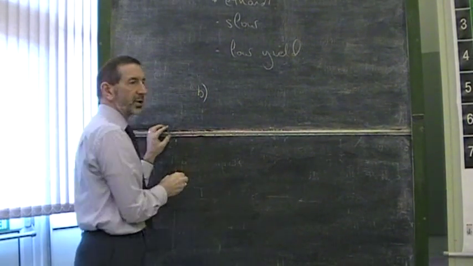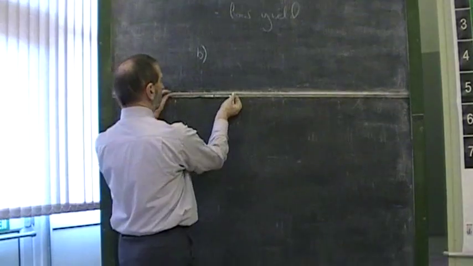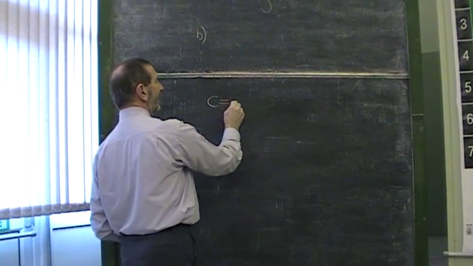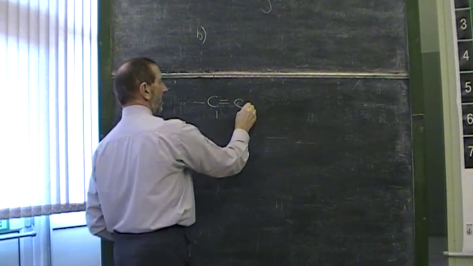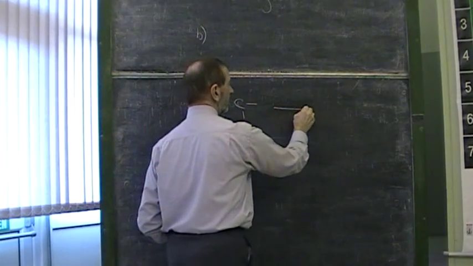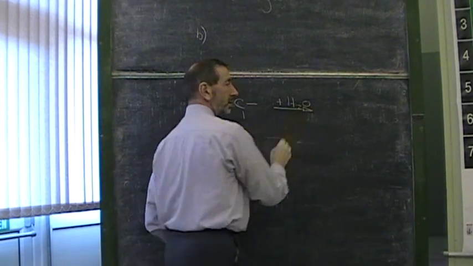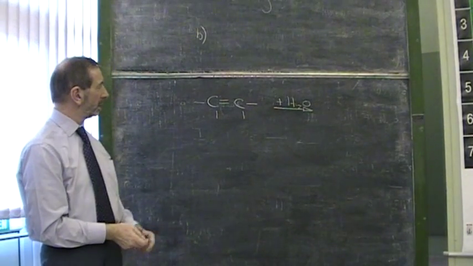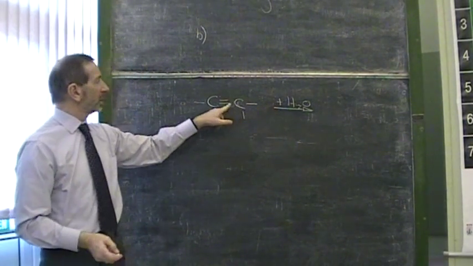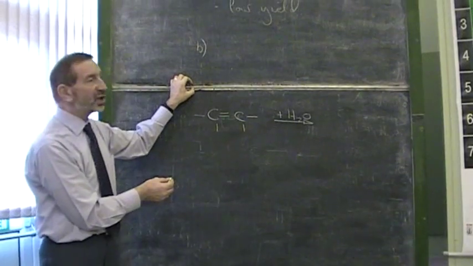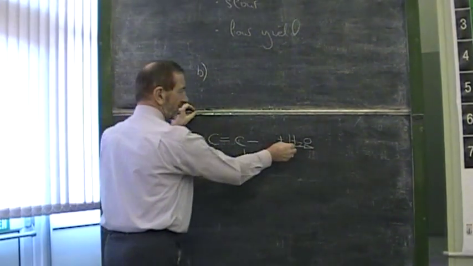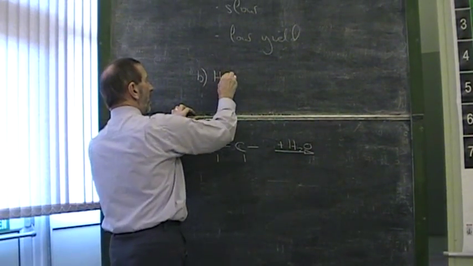An alternative route would be to start with an alkene, and by adding water to the double bond, turn the alkene into an alcohol. This adding water to a double bond is an example of an addition reaction. This particular addition, this addition of water, is called hydration.